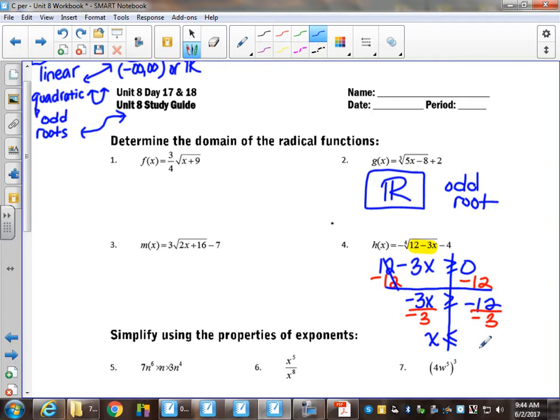What is negative 12 divided by negative 3? Positive 4. Is that my answer? The complete answer? No, all real numbers. It's part of it. We don't need to check for domain, but this is a piece of my statement. How do I actually state the domain? All real numbers. Good.